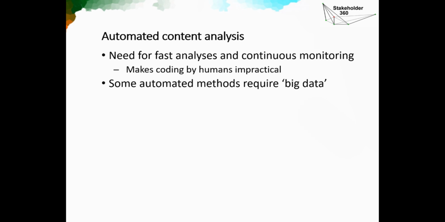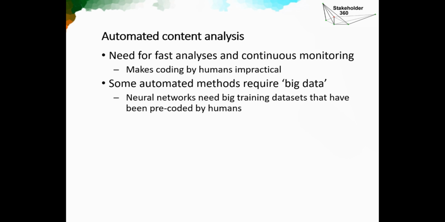For distinctions other than like-dislike, the most popular approach involves artificial intelligence algorithms known as neural networks. Unfortunately, they require huge amounts of data. In the case of neural networks, there also has to be a large data set that has been pre-coded by humans to be used as training data for the machine learning. Controversies around the operations of resource companies seldom generate huge volumes of social media posts or any other kind of text for that matter.